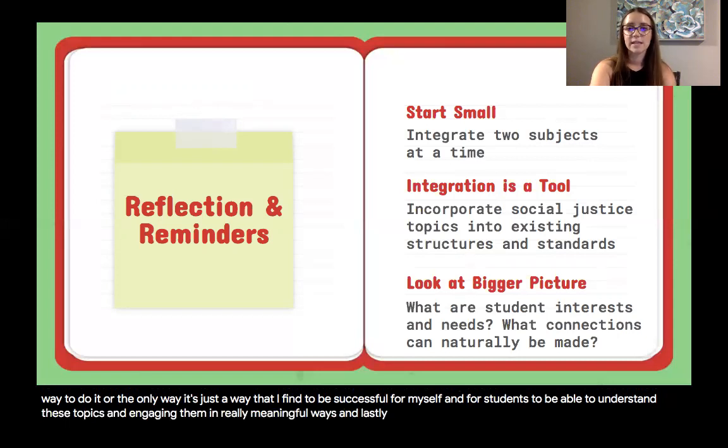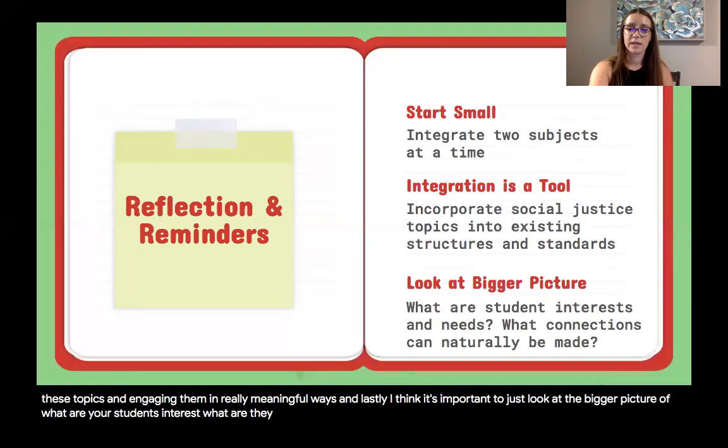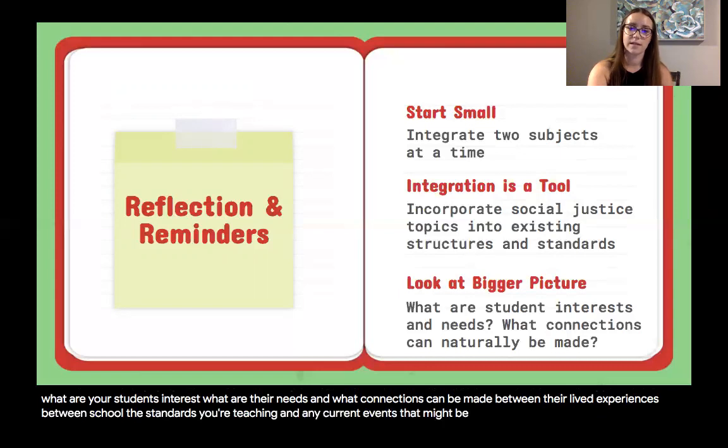And lastly, I think it's important to just look at the bigger picture of what are your students' interests, what are their needs, and what connections can be made between their lived experiences, between school, the standards you're teaching, and any current events that might be impacting them.